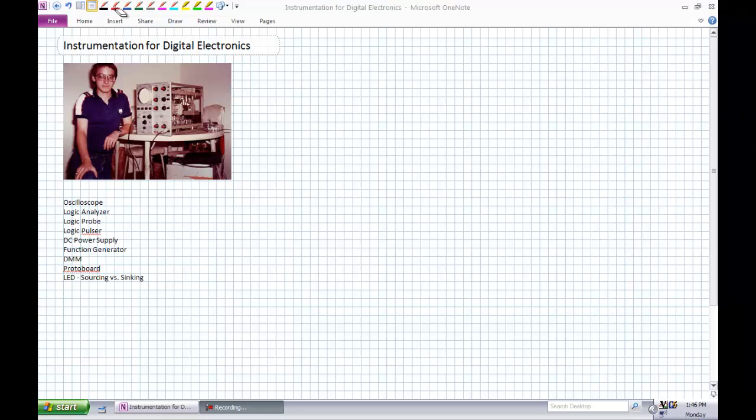So the instrumentation that we're going to be using for digital electronics, you should be incredibly familiar with already. It's the exact same stuff we've already used. We're just going to be using it in ever so slightly different ways. First up is our oscilloscope.